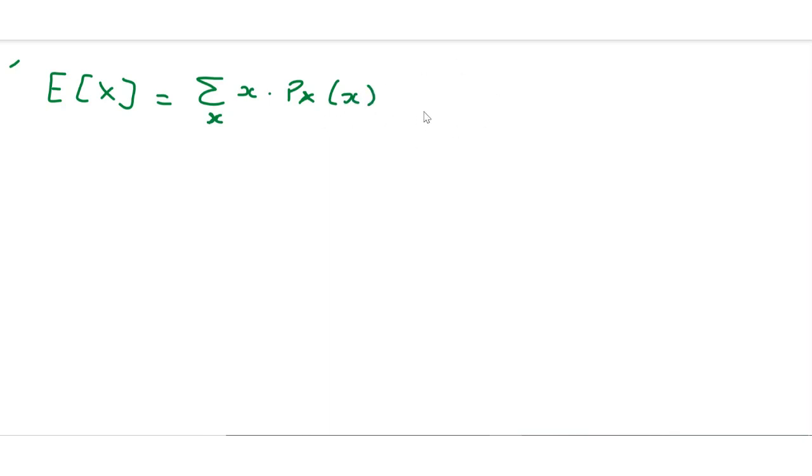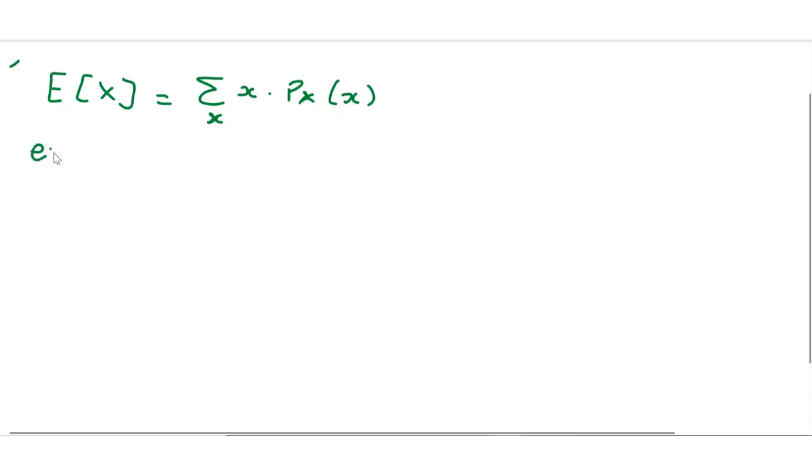Multiplied by the probability mass function of x. So this essentially means we multiply all the outcomes by how likely they are and add them all together, which makes sense.